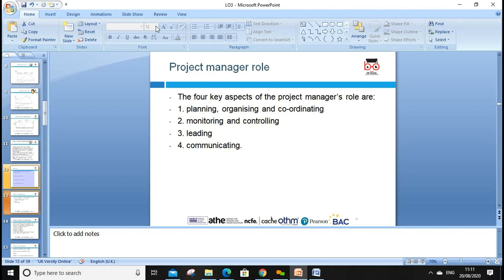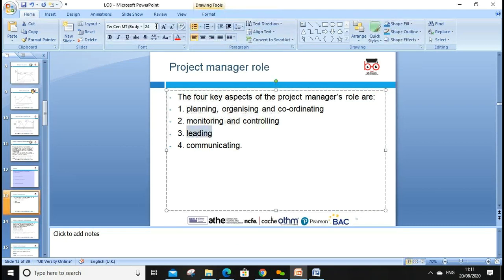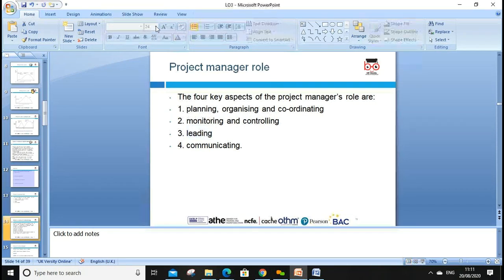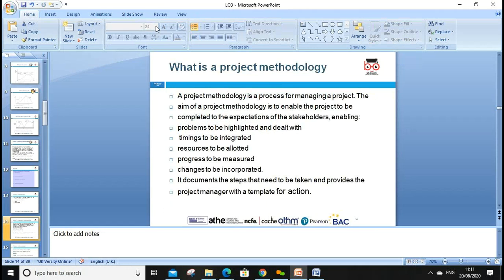Then the project manager's role can be these aspects: planning, organizing, coordination, monitoring, controlling, and leading. We have leading in our content. We need good leadership skills and good communication skills to make our project successful.